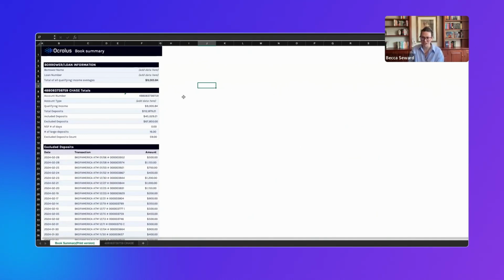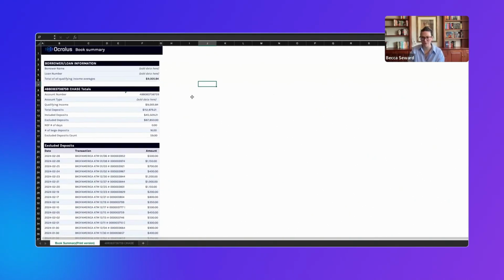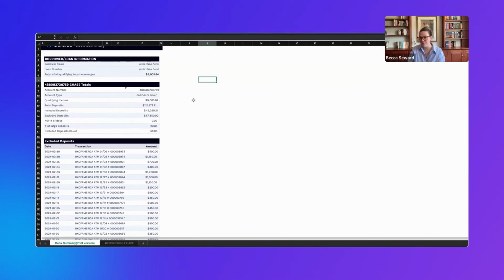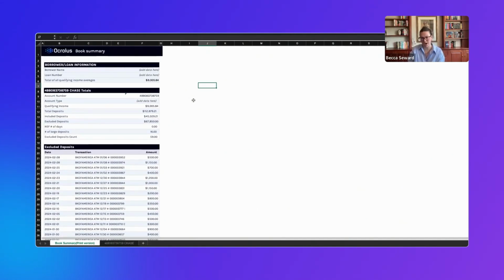Previously, lenders had mentioned that with the old calculator, they wanted to share a copy of it to investors later on in the secondary market. But because of the layout of the Excel calculator, it wasn't very printer friendly. There were page breaks that didn't allow for it to be printed out and shared in PDF format. So we've introduced this book summary overview that includes all of the relevant information that you may want to share about this book to your investor.